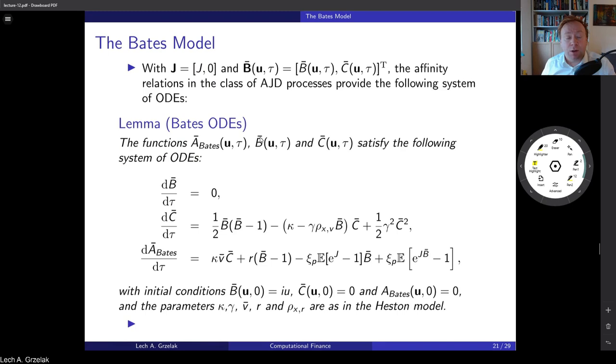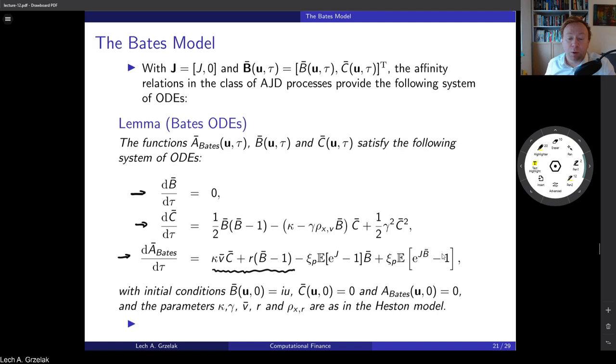ODEs, so if we solve the ODEs, the details of the derivations are included in the book, so I'm not going through the details here, but they are very much alike to the Heston model. So we have an ODE for B, an ODE for C, and a more difficult ODE for A. The A part corresponds to what we had in the Heston model. So this part is almost the same as in the Heston model, and we have two additional coefficients corresponding to the jump part.